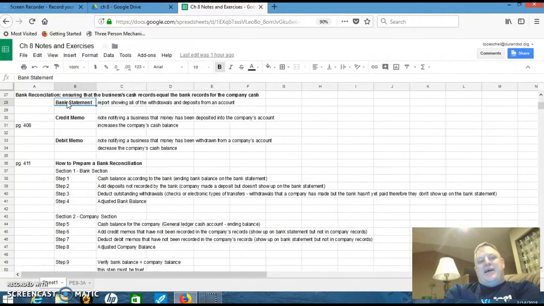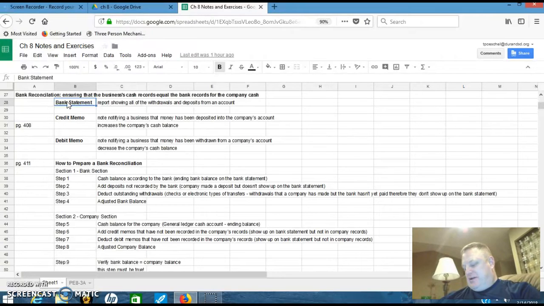The other term is debit memo. A debit memo is a note notifying a business that money has been withdrawn from the company's account, therefore decreasing the company's cash balance. Again, a debit memo will show up on the bank statement, but we have not yet recorded it in the company's records.